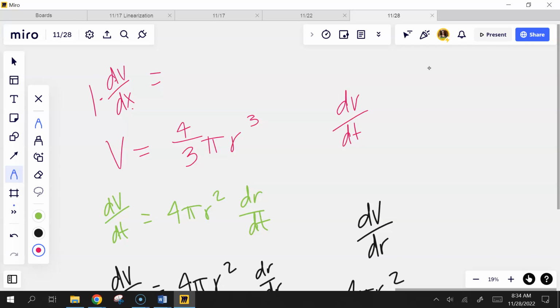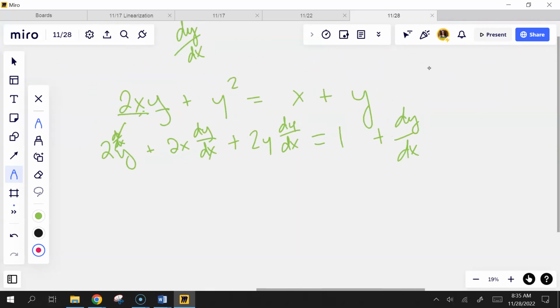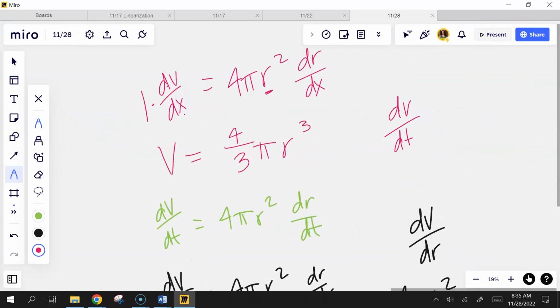equals, now I'm going to do the same power rule. So 4 pi r squared, but I need to follow it. I need to chain this, right? Because I don't know what r is. So now I need to take the derivative of r with respect to x. Just like when I was doing my implicit differentiation with the x's and the y's, because this y wasn't with respect to y, I had to follow it with the dy/dx. Same thing.